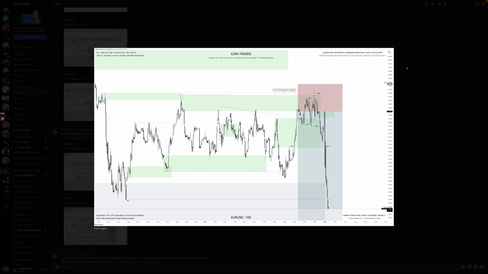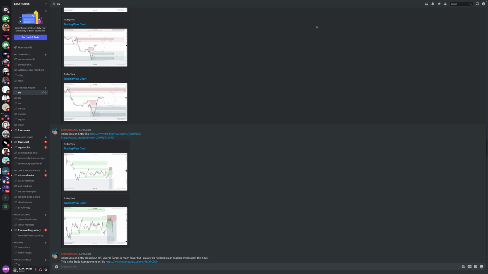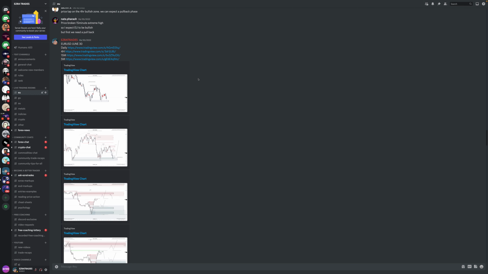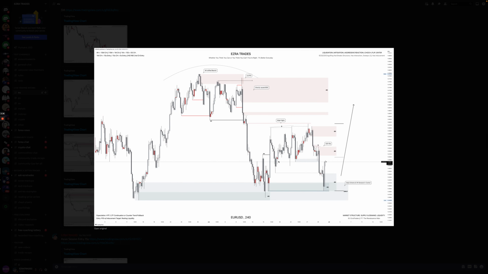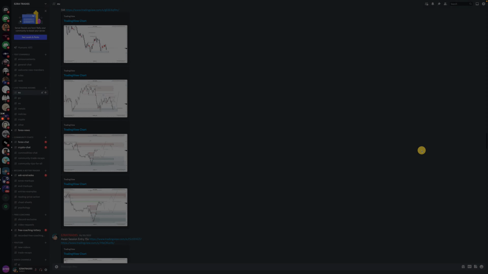So this is going to be a really good example, and I think you have some cool things to learn in this one. So let's get into it. The first thing I wanted to show you was my pre-session markups. You can see this is June 30th. I show all my markups and outlooks for each session. In this case, this was the Asian session.